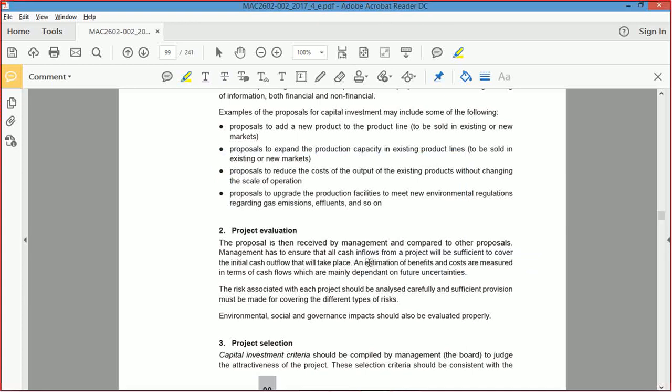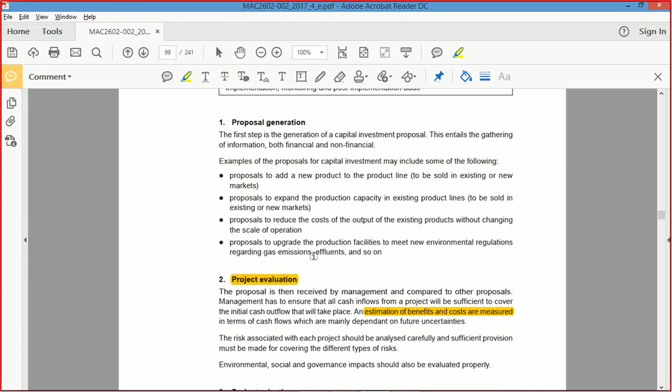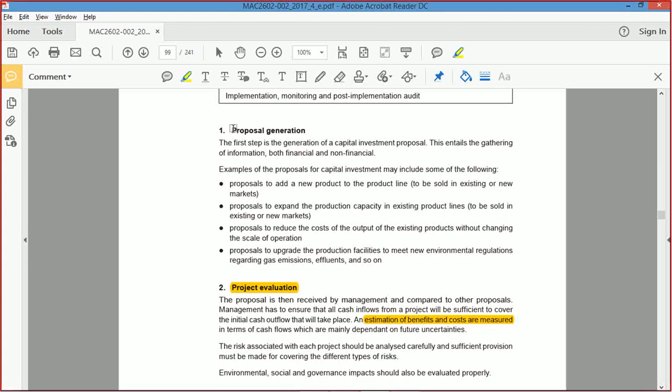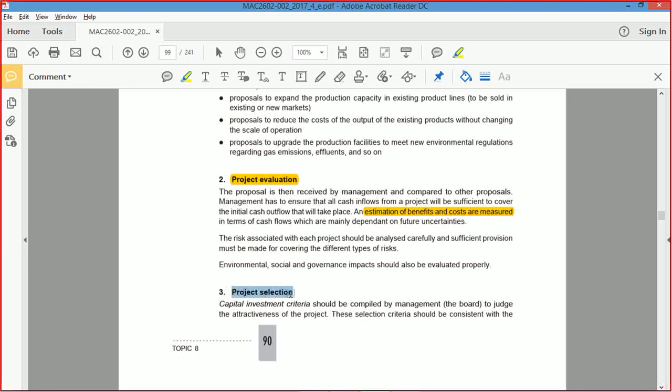Let me actually highlight some of this. I would highlight that in terms of project evaluation. It's the number crunching. Proposal generation, I'd just be looking at examples of proposals. That's all. You're looking at ideas. If I was highlighting something here, project selection.